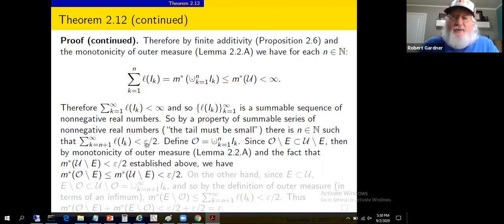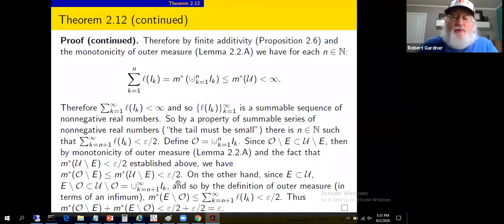than epsilon over 2. Here's the other epsilon over 2 we're going to use, but paste them together. But this was established above. We've got that the outer measure of O set minus E is less than or equal to the outer measure of U set minus E. The subset thing, that's monotonicity, that inequality. And the outer measure of U set minus E is less than epsilon over 2. We did that somewhere on a previous slide. So we've got the outer measure of O set minus E less than epsilon over 2. We're trying to show the outer measure of O set minus E plus the outer measure of E set minus O is small, so we still got that part to do. So we'll get another epsilon over 2 from that.